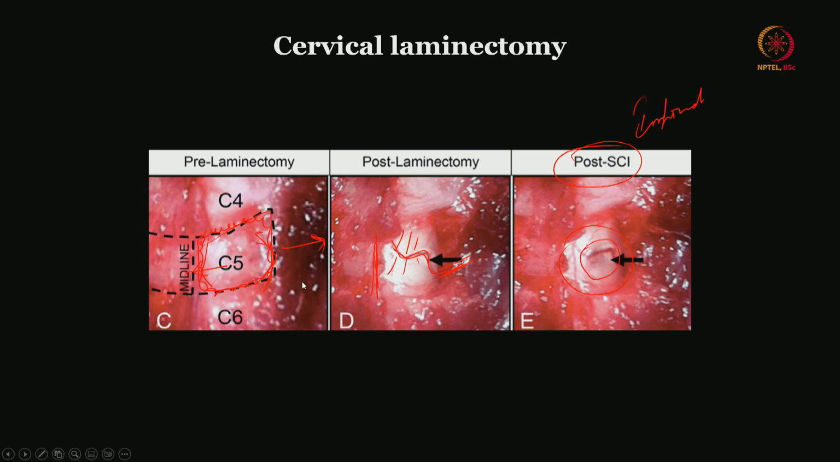If you compare the post laminectomy and post spinal cord injury picture, you can see the dark coloration, discoloration here, alright. That is sort of an ecchymosis or a contusional hemorrhage, to use the medical terminology, where there is a contusion caused by the impounder which comes and contuses the spinal cord, alright. So, that is how the spinal cord injury model is created.